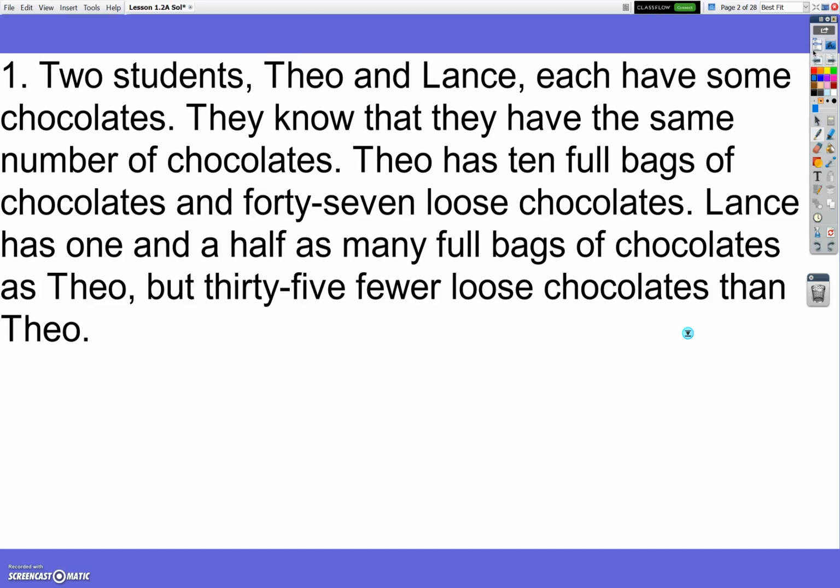So it says, two students, Theo and Lance, each have some chocolate. They know they have the same number of chocolate. Theo has 10 full bags of chocolate and 47 loose chocolates. Lance has 1.5 as many full bags of chocolate as Theo, but 35 fewer loose chocolate than Theo.